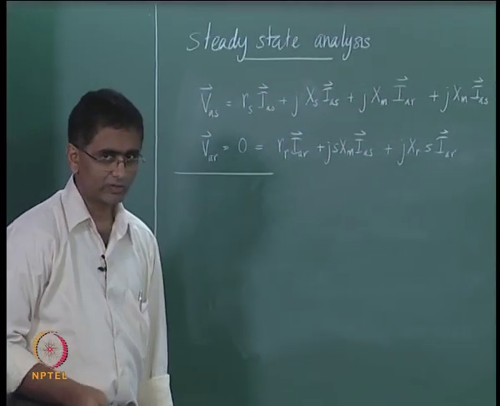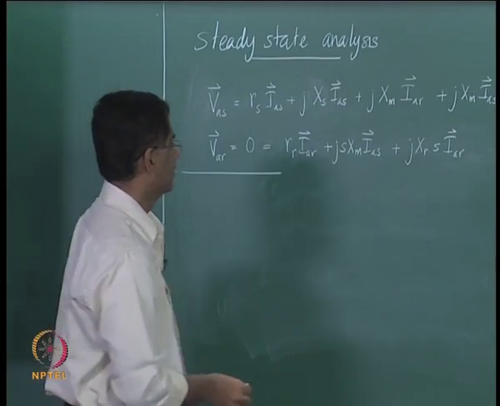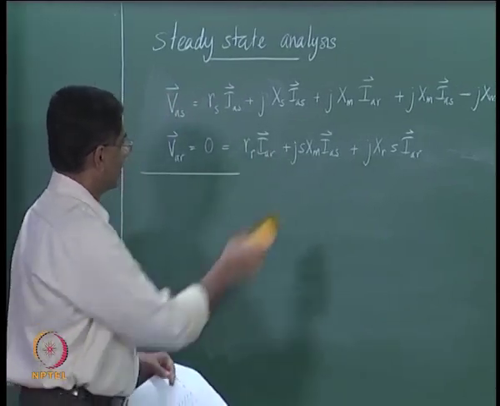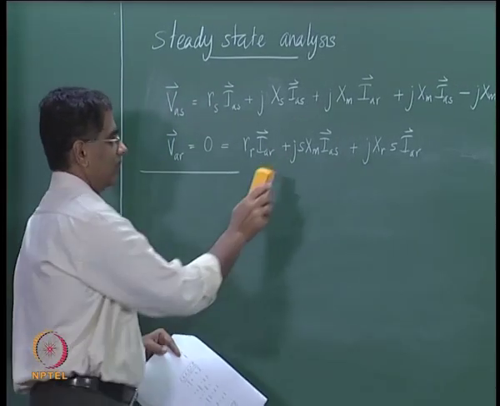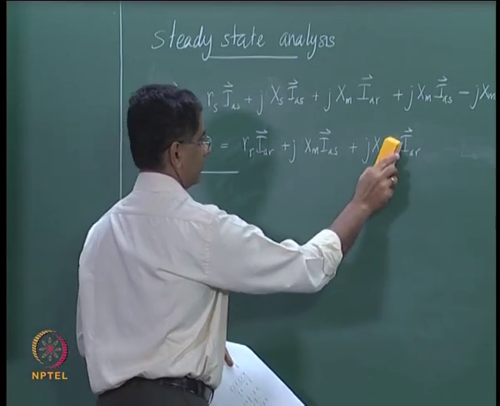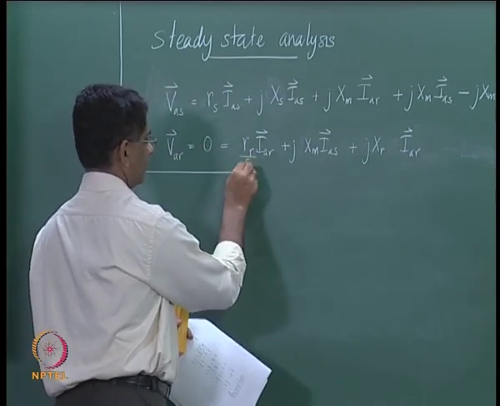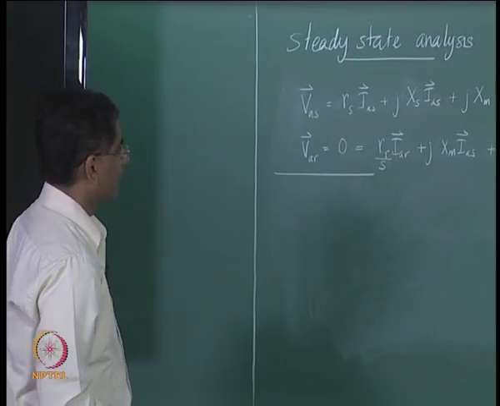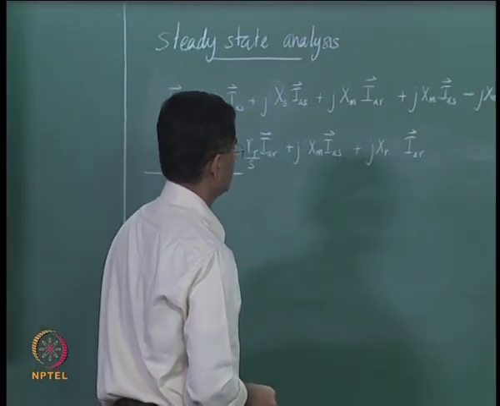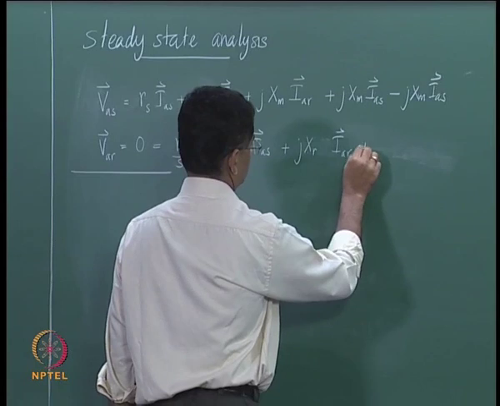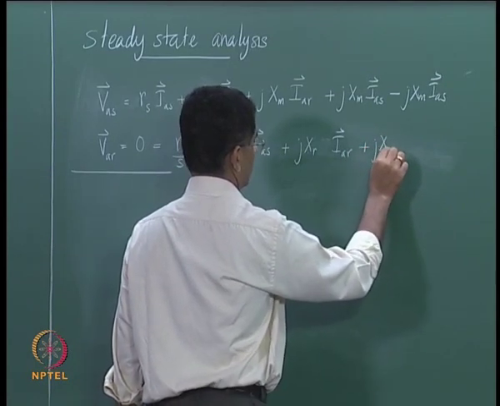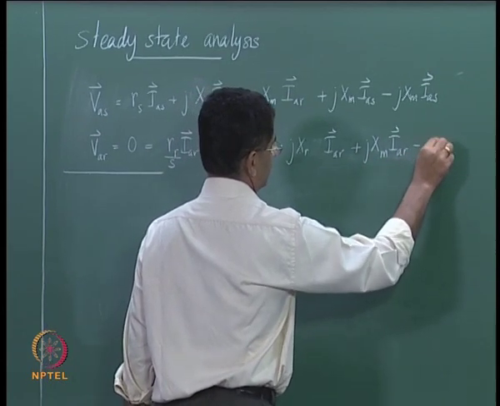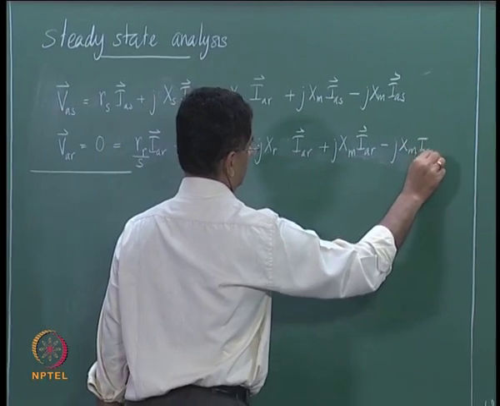So that makes no difference as far as the equation is concerned, and similarly here what we will do is divide this expression by S, and therefore this S goes away, this S goes away, and what you get is RR by S into all those terms. And now what we will do to this expression is add and subtract XM into IAR and minus XM into IAR.